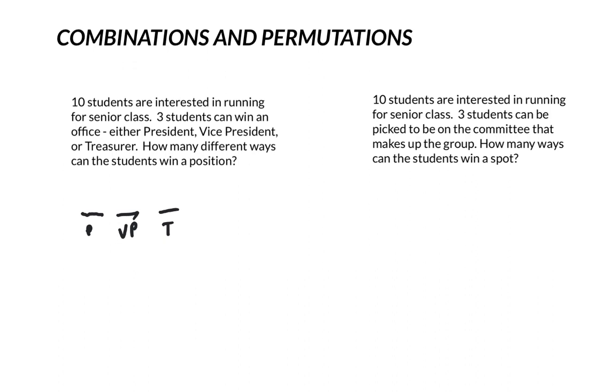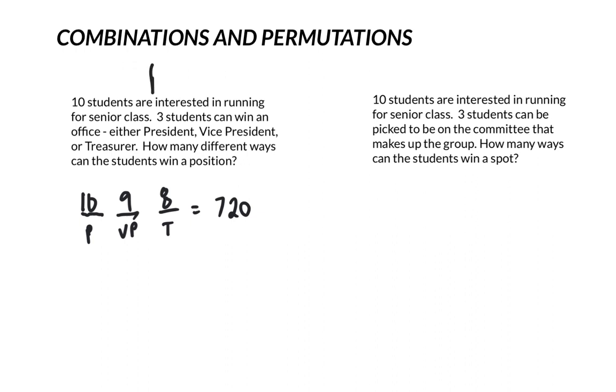And you say, well, the first spot, if you're just kind of picking, there are 10 people that could win president, and then that person's out. So now you've got 9 people left that could win vice president, and then you've got 8 people left that could win treasurer. And you would just multiply those and say, well, there's 720 different ways for that to happen. This is a permutation, okay?